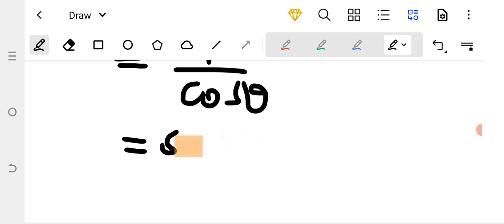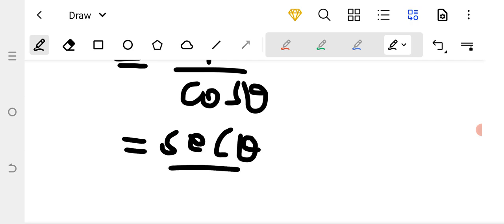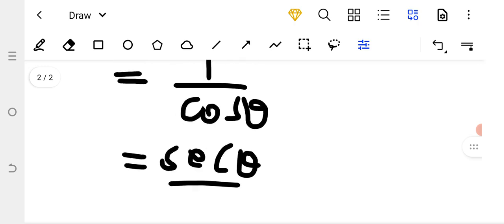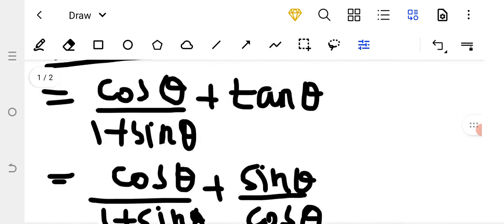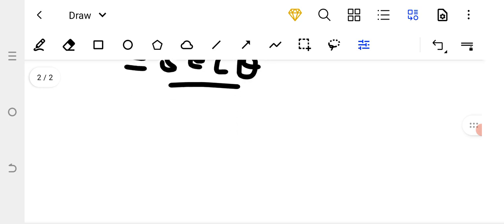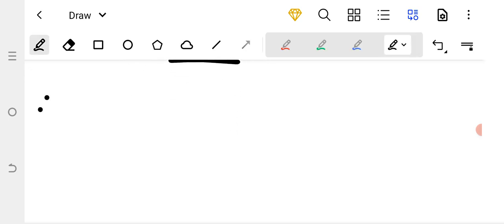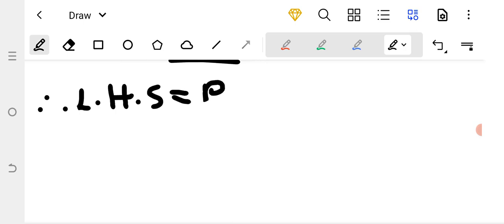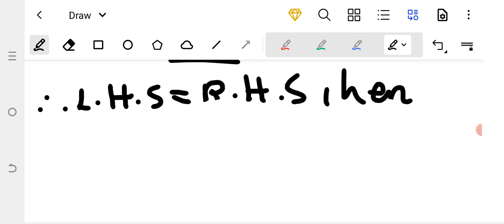Sec theta, like that. And then your right-hand side was sec theta. So this identity was quite easy. Then you conclude by saying therefore left-hand side is equal to right-hand side. Then you say hence proven.